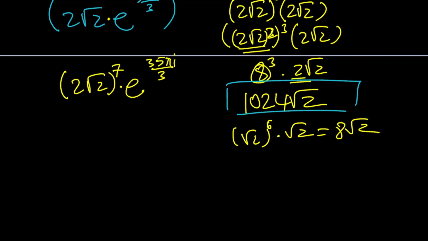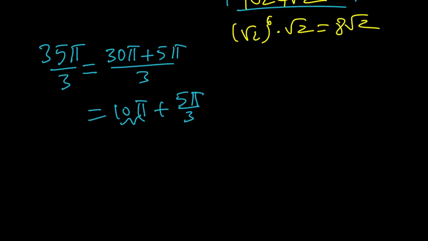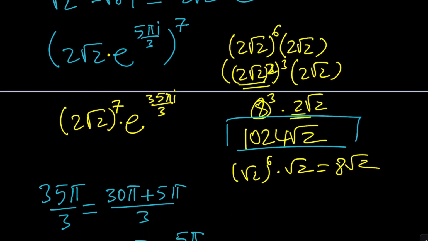But what about this angle here? 35 pi over 3 is pretty large. So let's go ahead and simplify 35 pi over 3. I need to take out multiples of 2 pi. So in other words, the numerator must be a multiple of 6. And the closest one would be 30 pi, because when you divide by 3, that's going to give you 10 pi. So we're going to write it as 30 pi plus 5 pi over 3, and this is going to be 10 pi plus 5 pi over 3. But guess what? 10 pi is a multiple of 2 pi, or 0. We can totally forget about it and just use 5 pi over 3. But wait a minute, wasn't that already 5 pi over 3? Yes, it was.